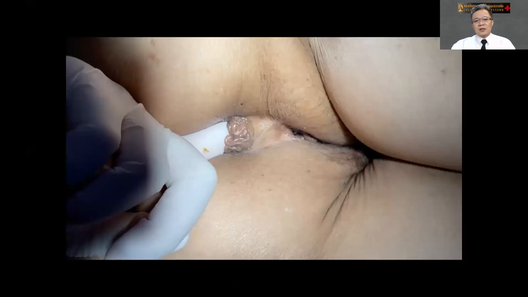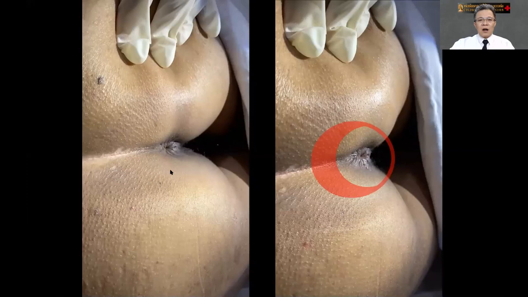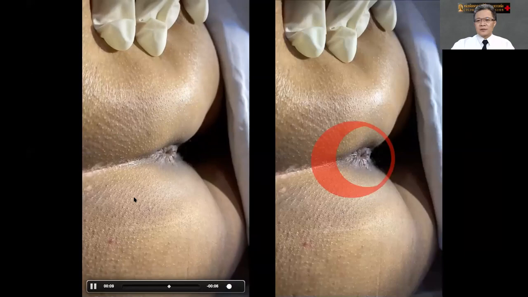Look at this. It's a shallow rectocele. If you see the outpouching around the anus and obstructed defecation like this, don't do rectocele repair, because the feces always get stuck around the ballooning area.